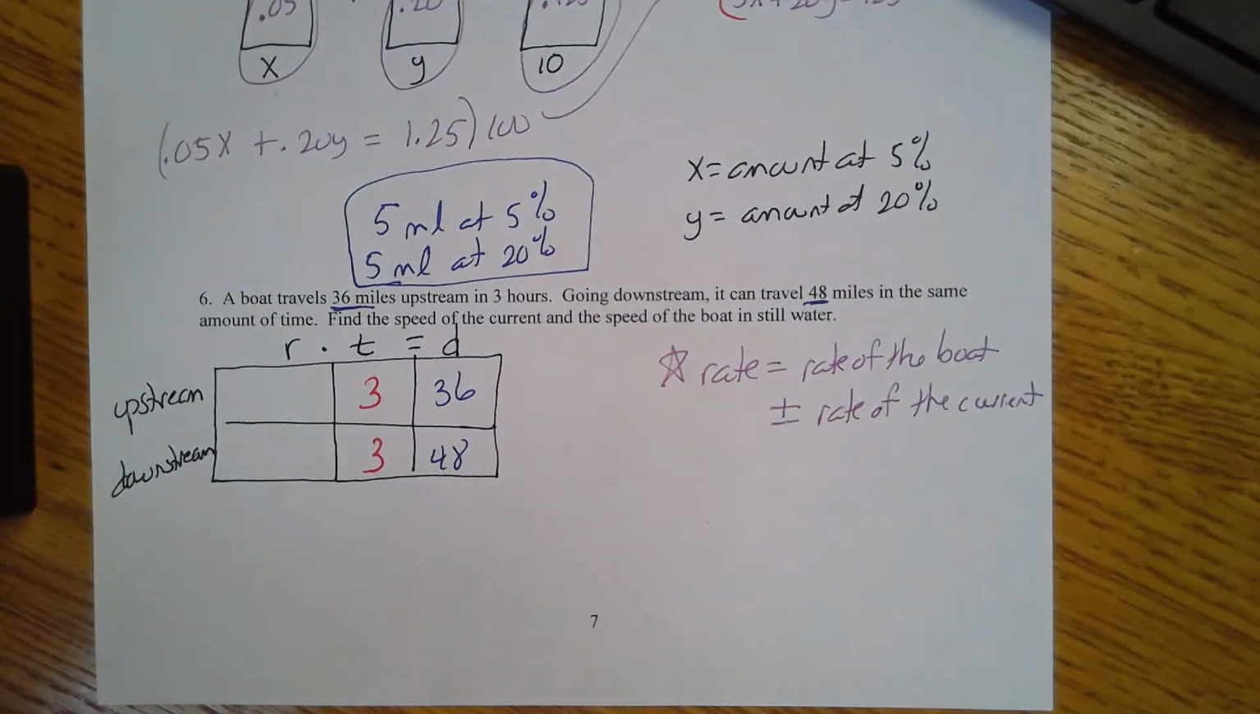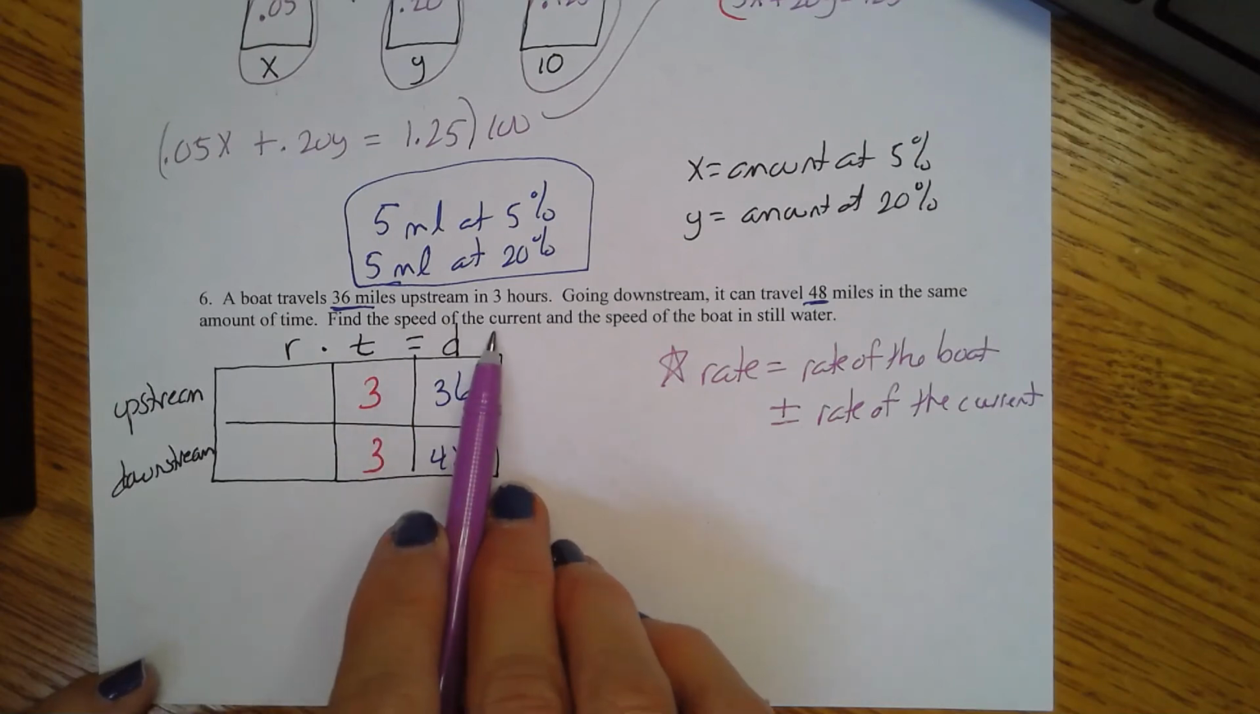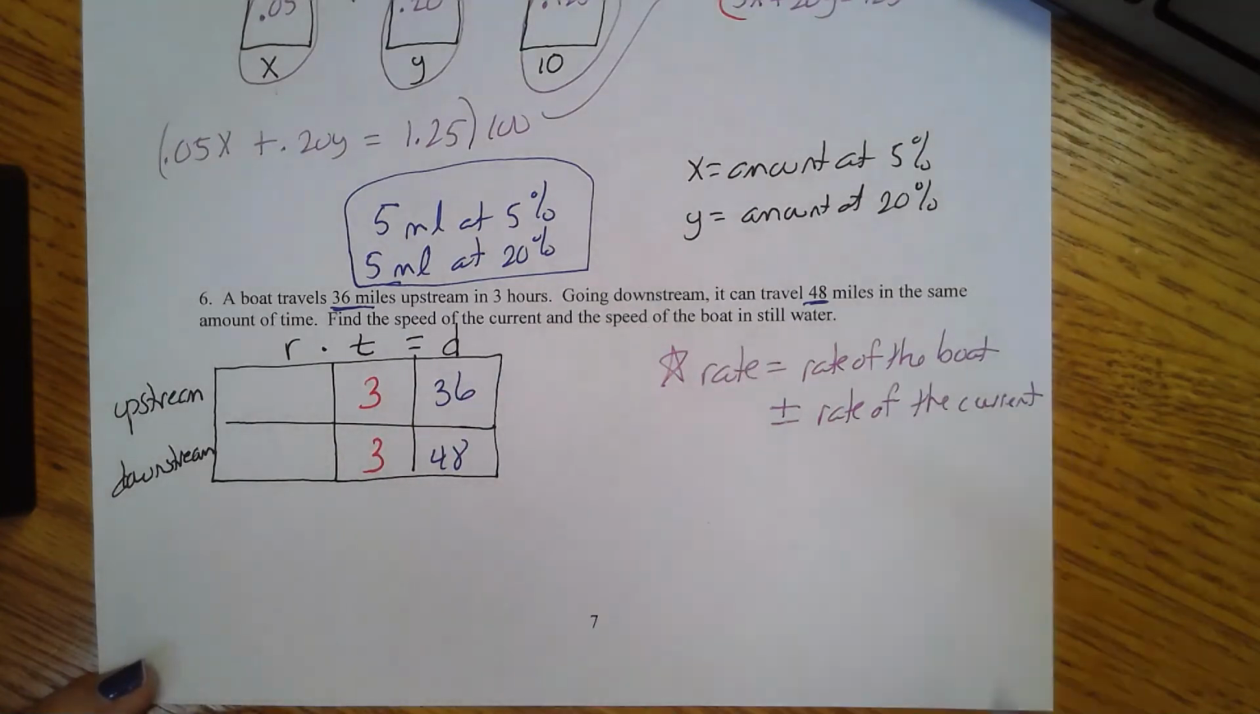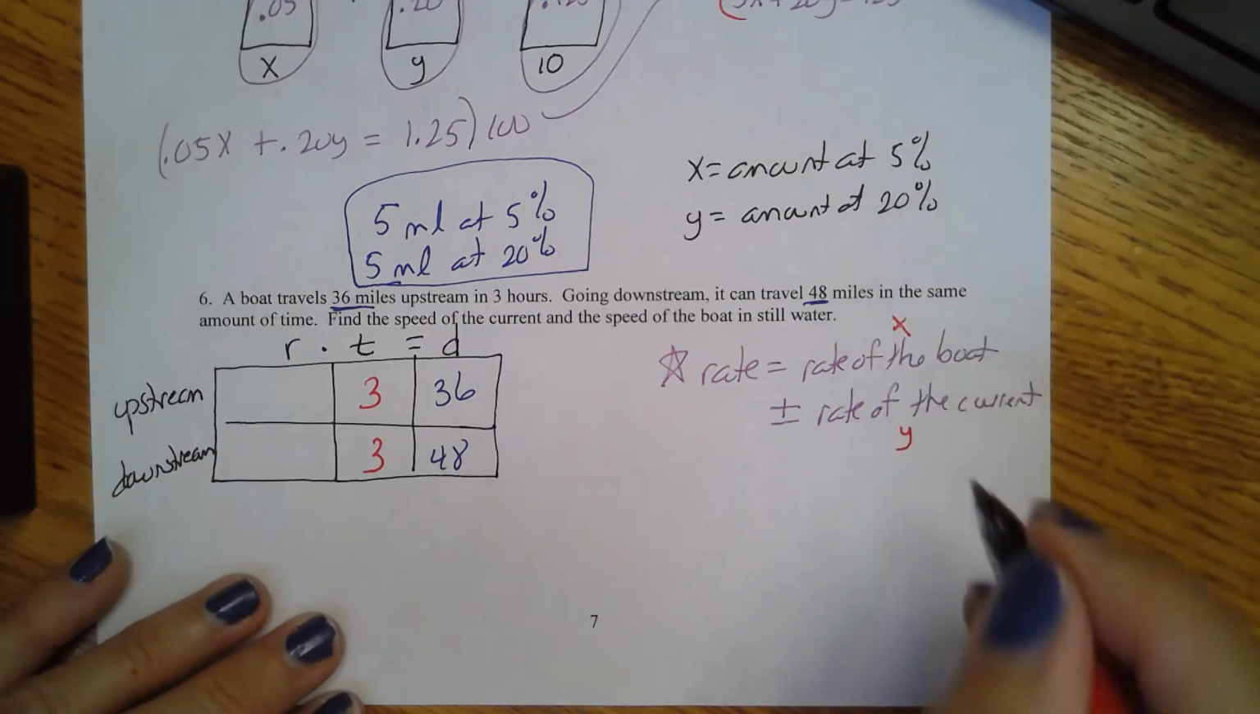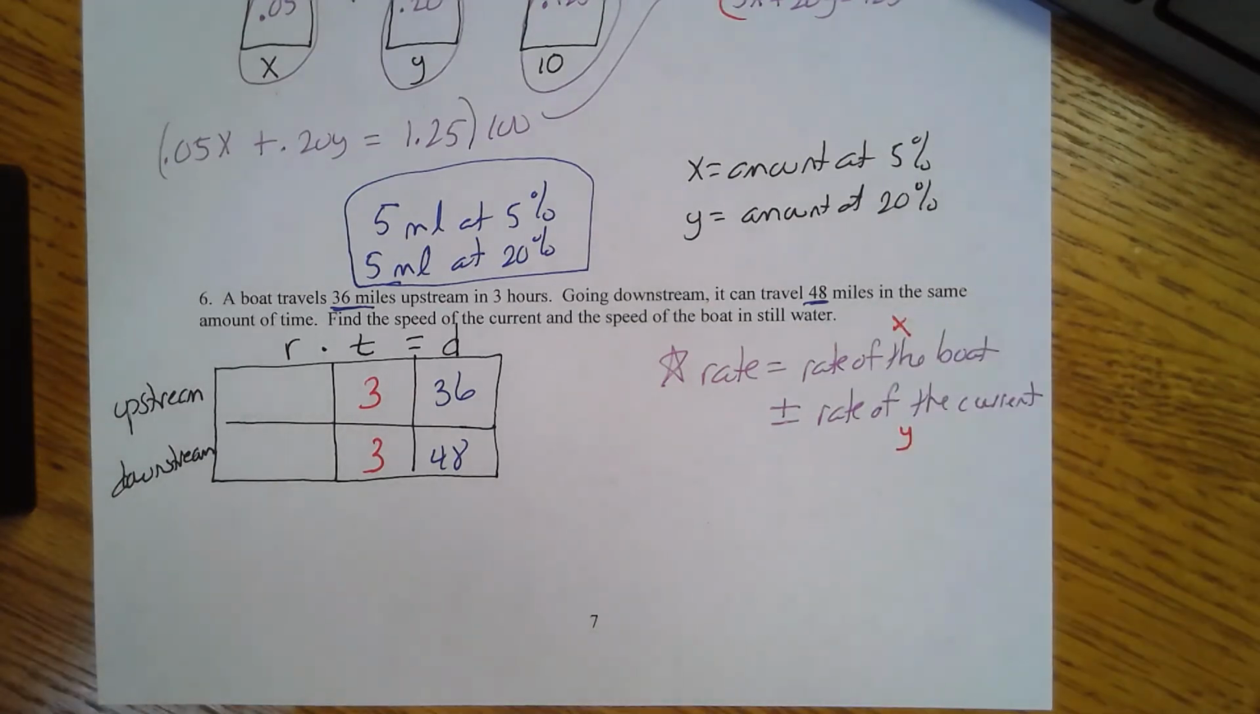So which one do we know? Neither of them, because it says find the speed of the current and the speed of the boat. So you better tell me which one you're representing. I'm going to say X is going to be the speed of the boat and Y is going to be the speed of the current. So we have our X and our Y.